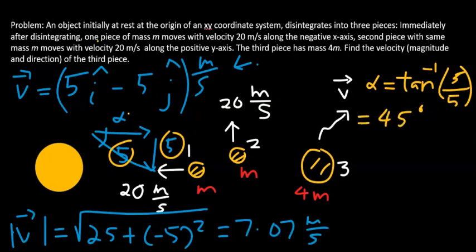So we define the direction of this vector v as 45 degrees below the positive x-axis, because this direction here is positive x-axis, so alpha is defined as 45 degrees below the positive x-axis.